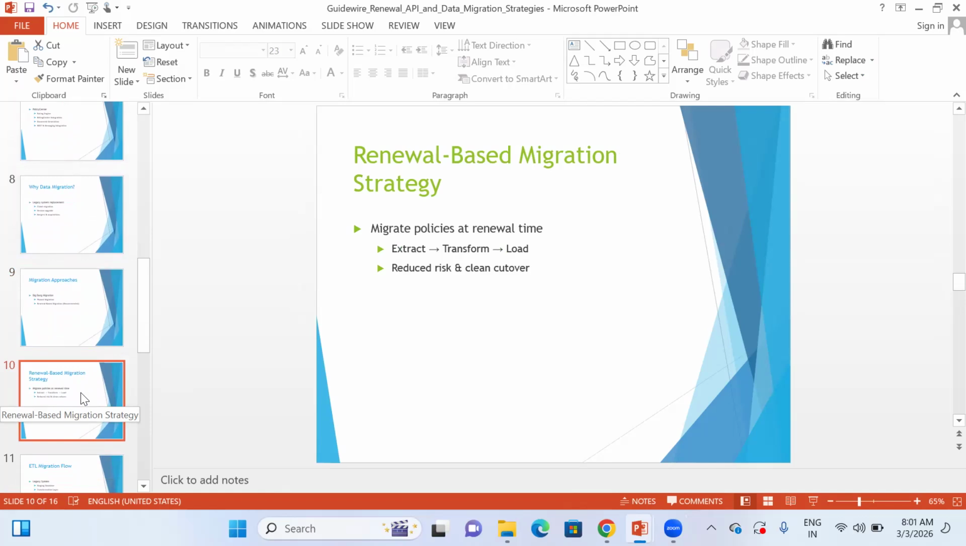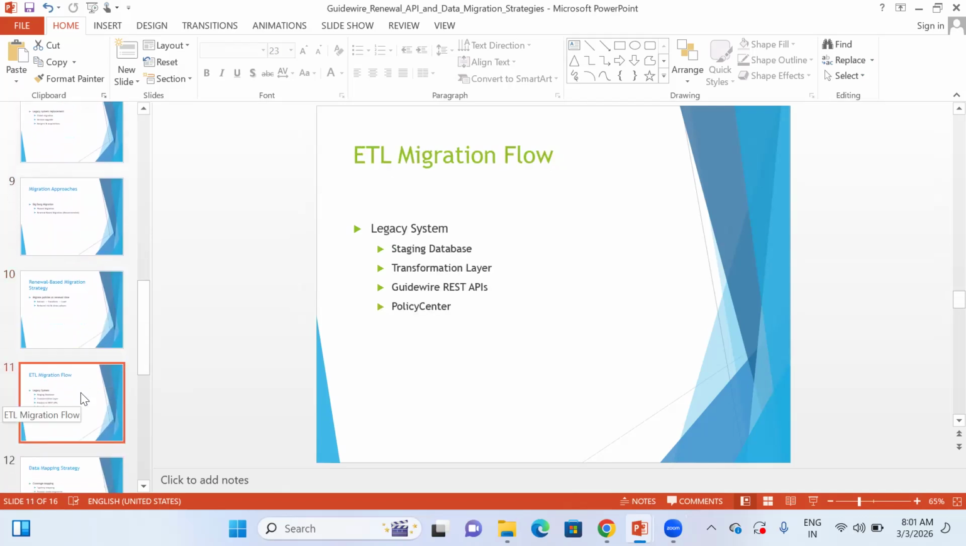Next, renewal based migration strategy, right? Normally in the ETL process, different ETL developers will be there, where they have to perform the migration by extracting the data, transforming the data, loading the data, so that they can reduce the risk and, at the same time, reduce the cutover time, all that.